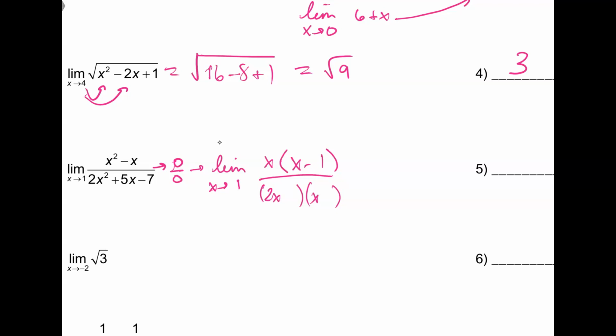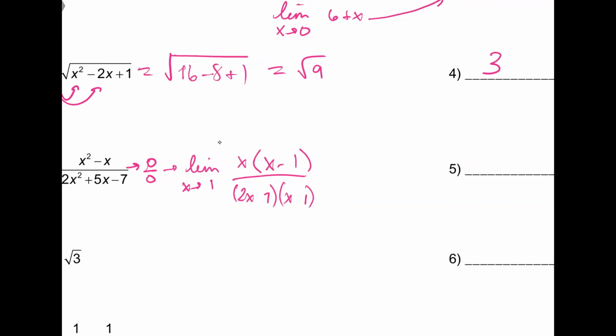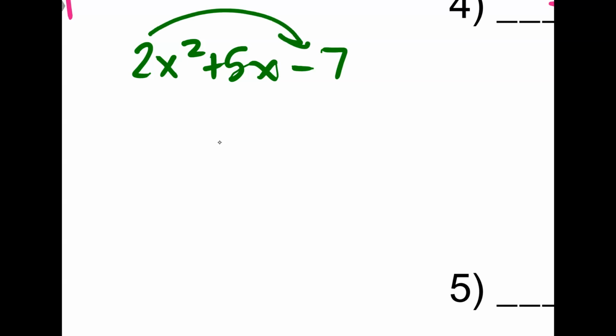If I try to put a 7 over here, I'll have a 14 or something. The 7 goes in the first one. Okay, let's take a pause real quick, and I'm going to remind you how to do factoring with coefficients other than 1. Since I have 2x squared plus 5x minus 7, what I can do is multiply by 2 here. So I have x squared plus 5x minus 14.